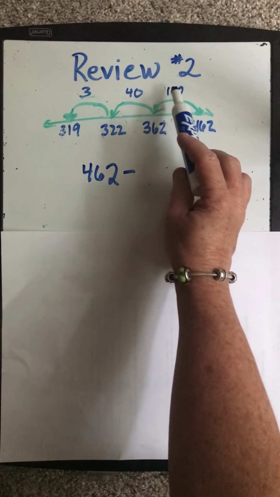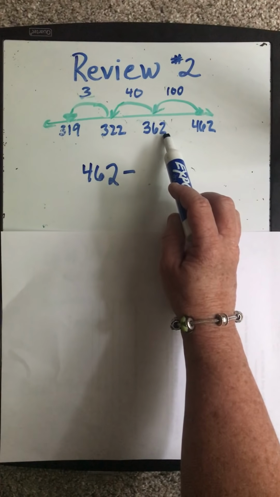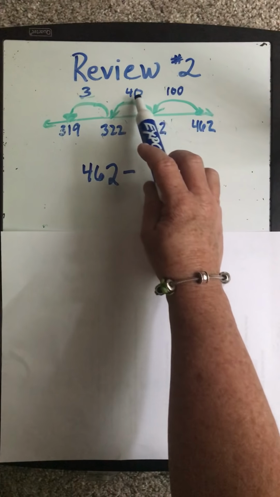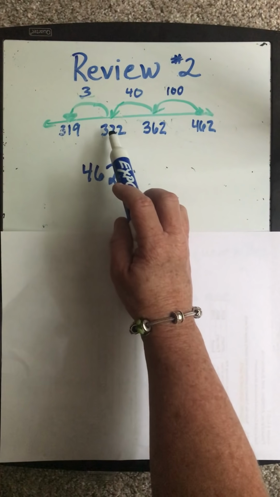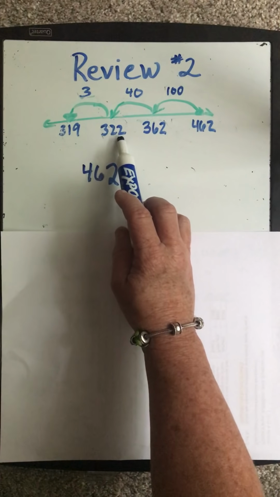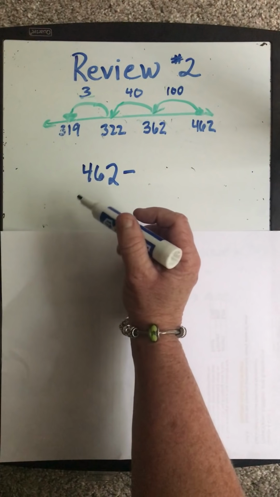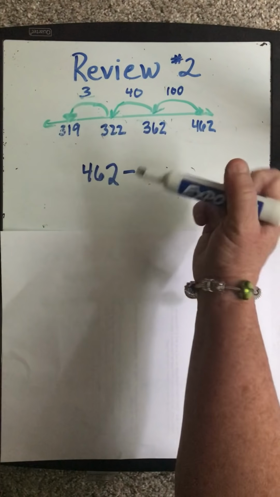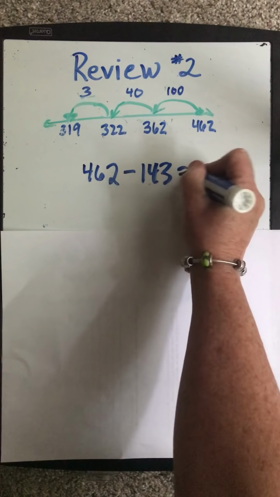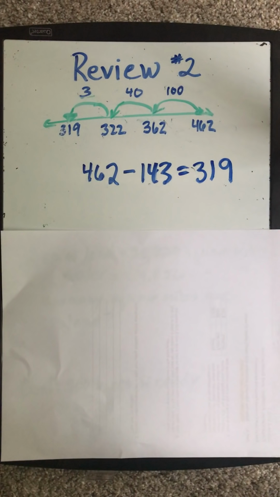See, in this case, we subtracted first 100. 462 minus 100 brings us to 362. Okay, the next number that we subtracted was 40. Okay, we subtracted 40 from 362, and we got 322. And then we subtracted 3. 322 minus 3 is 319. Okay, so our whole problem here is 462 minus 143 equals 319. And that's how you solve that kind of a problem.